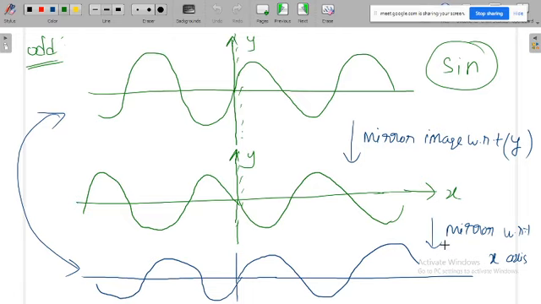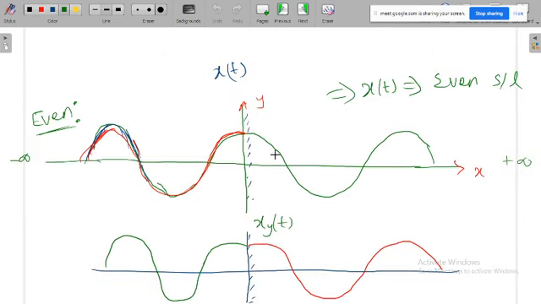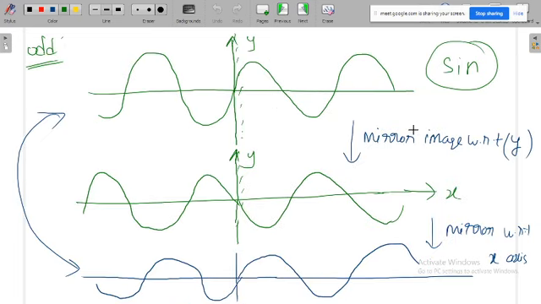So again, first you can apply the mirror image with respect to the x-axis, later the mirror image with respect to the y-axis, and even then if you get the original signal, that signal we call an odd signal. So we have two types of signal. If you apply only the mirror image with respect to the y-axis and you get the original signal, then that signal we will call an even signal. Otherwise, if you apply both the mirror image with respect to the y-axis as well as the x-axis, and finally you get the original signal, then that signal we will call an odd signal.